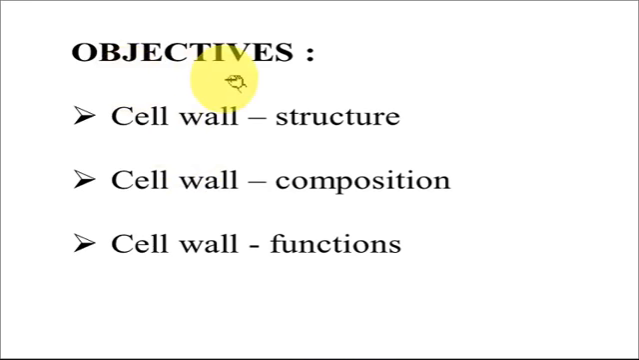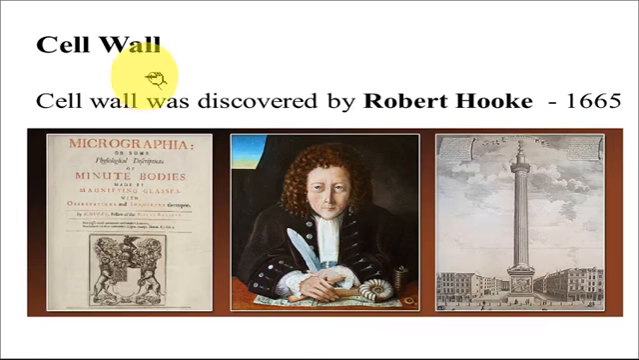So the objectives of today's class are the cell wall, its structure, its composition, and its functions. The cell wall was first discovered by Robert Hooke in the year 1665.